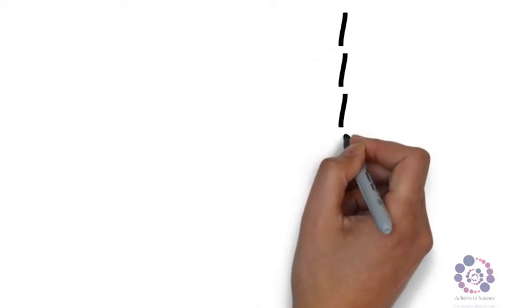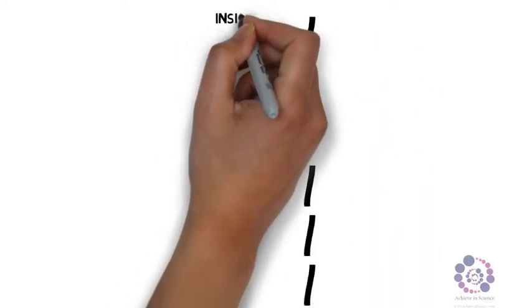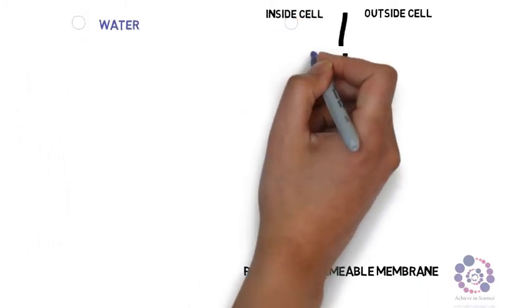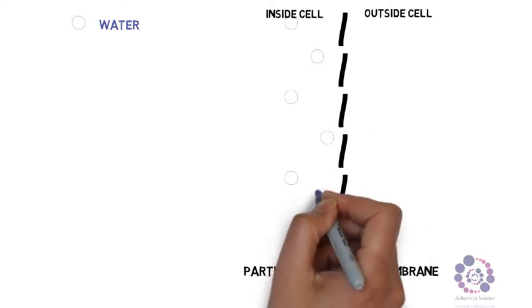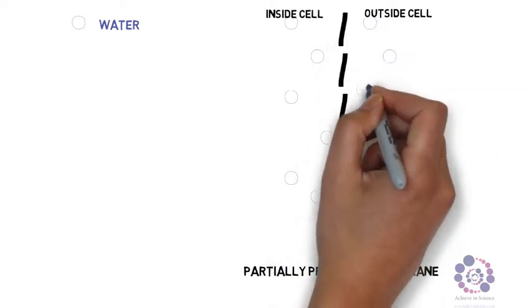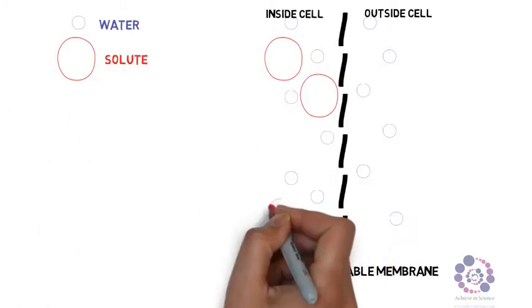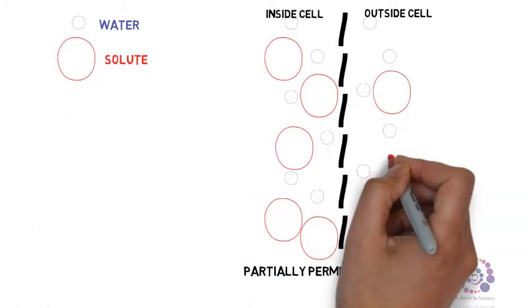Now if we do the same scenario, inside, outside, partially permeable membrane, use the same key, so we have blue particles for our water particles, we represent our solute with our red particles, again being much larger than our water particles. We can then look at what will happen in this instance.